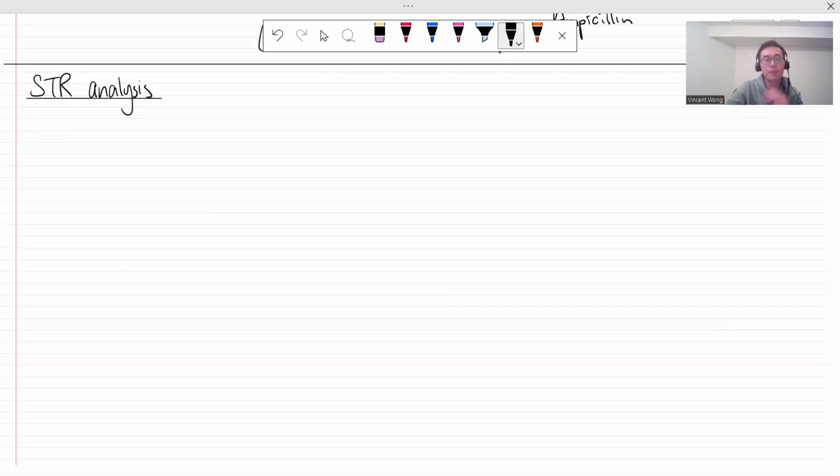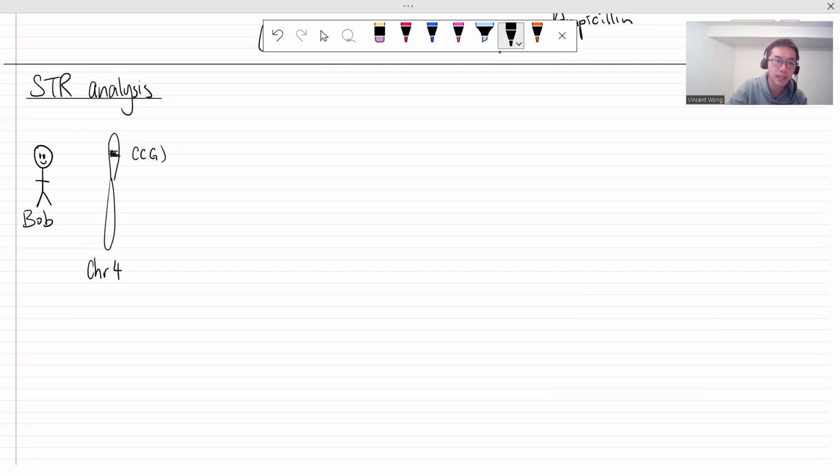So let's say we have two people here. Let's call this Bob. And I'm going to look at, let's say, chromosome 4. On chromosome 4, there is an STR, and this is like CCG repeated 10 times.